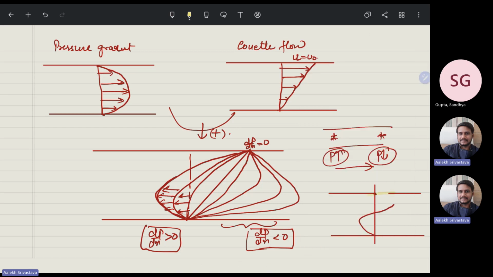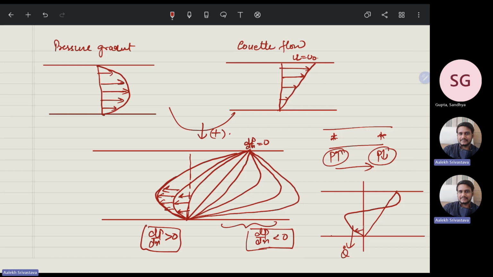Let me draw it again. This was the linear velocity profile. So it was like this earlier. Now, at some point, you will find that the profile would be like this, and the average volume flow rate through the section is zero.